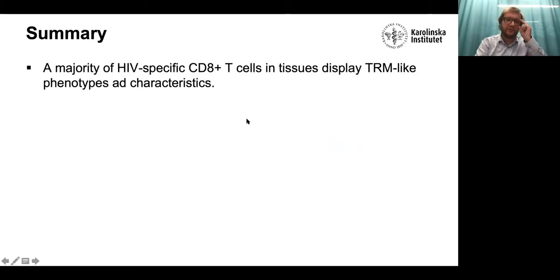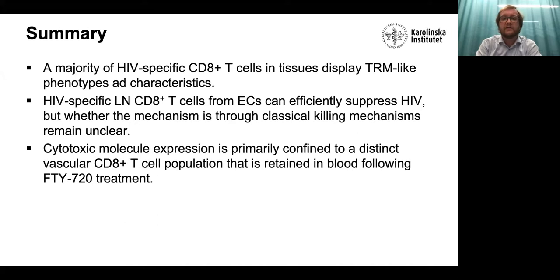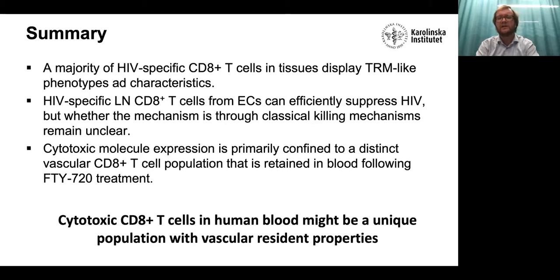So the summary of this first part is that a majority of HIV-specific CD8s in tissues display TRM-like phenotypes and characteristics. HIV-specific lymph node CD8s from elite controllers can efficiently suppress HIV, but whether the mechanisms are classical killing mechanisms remains unclear. And finally, we show the cytotoxic molecule expression is primarily confined to a distinct vascular CD8 positive cell population that's retained in blood following FTY720 treatment. And it could mean that these cells expressing, for example, high levels of perforin, so the classical cytotoxic T cells in human blood, might be a unique population with vascular resident properties.